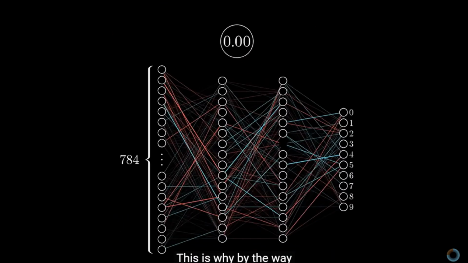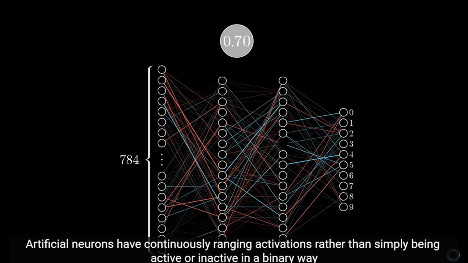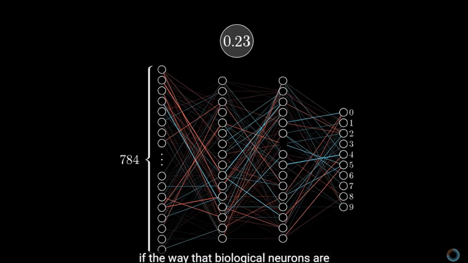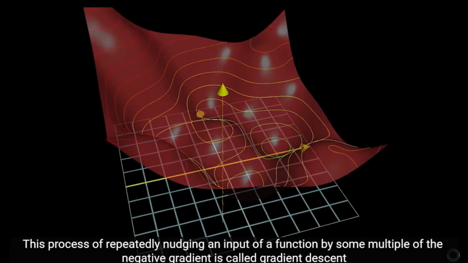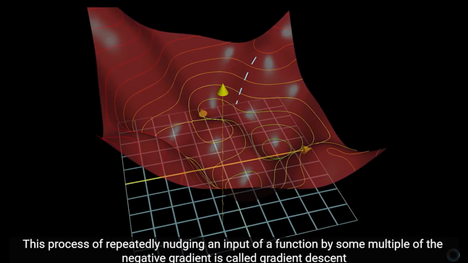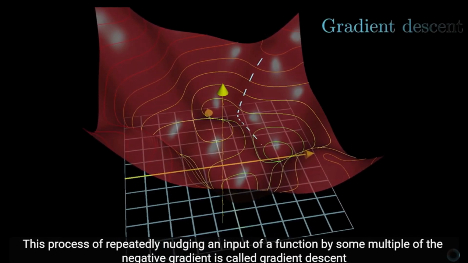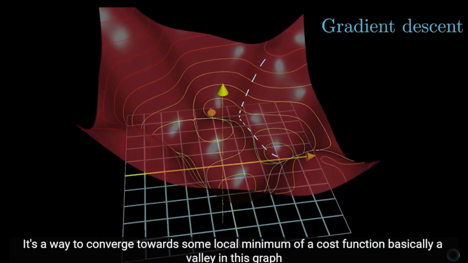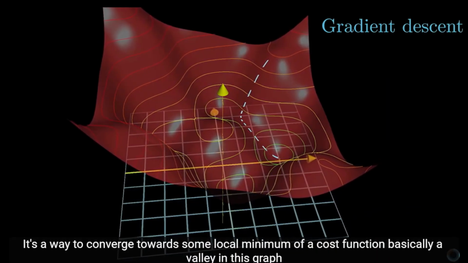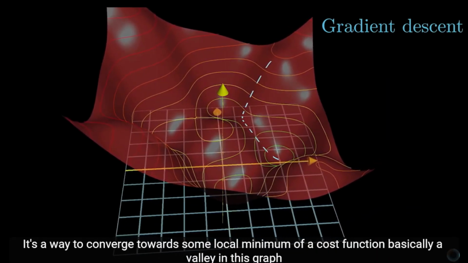This is why, by the way, artificial neurons have continuously ranging activations, rather than simply being active or inactive in a binary way, the way that biological neurons are. This process of repeatedly nudging an input of a function by some multiple of the negative gradient is called gradient descent. It's a way to converge towards some local minimum of a cost function, basically a valley in this graph.